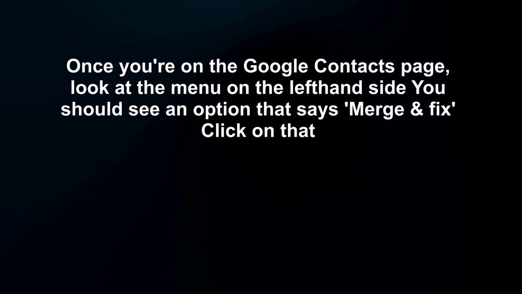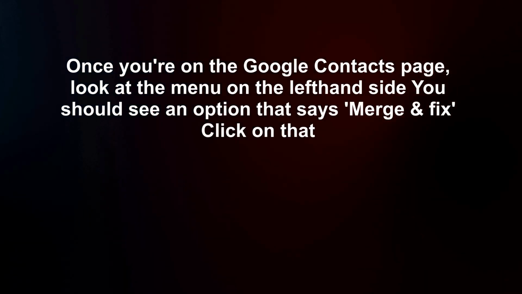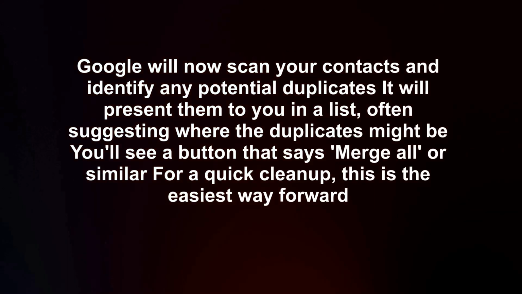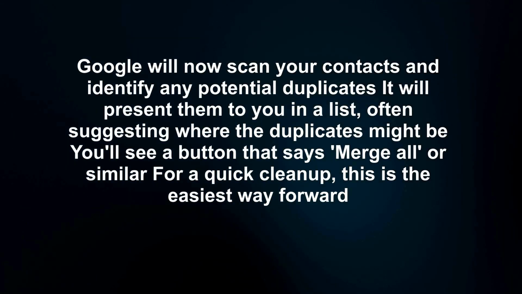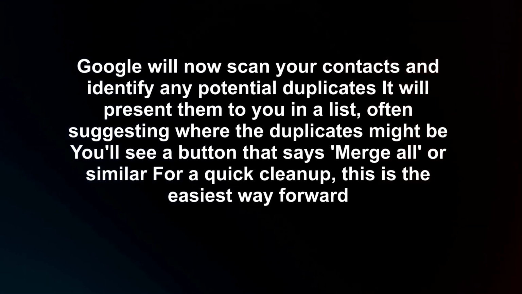Once you're on the Google Contacts page, look at the menu on the left-hand side. You should see an option that says Merge and Fix. Click on that. Google will now scan your contacts and identify any potential duplicates. It will present them to you in a list, often suggesting where the duplicates might be.